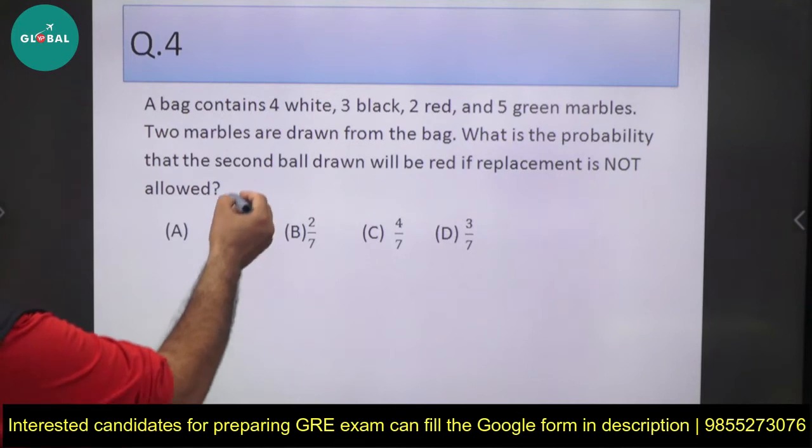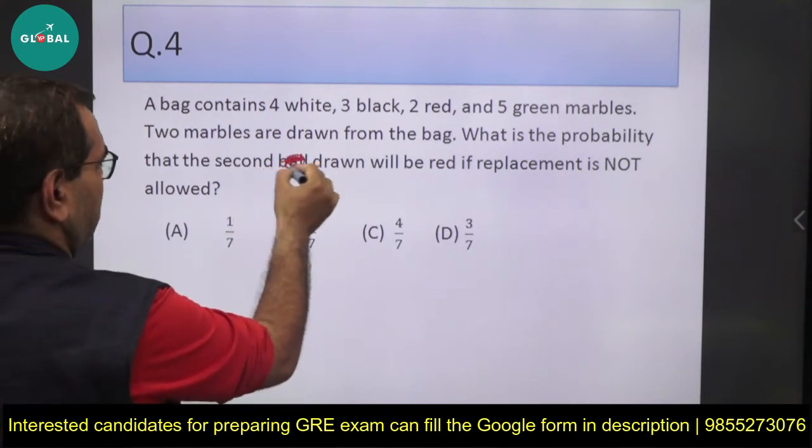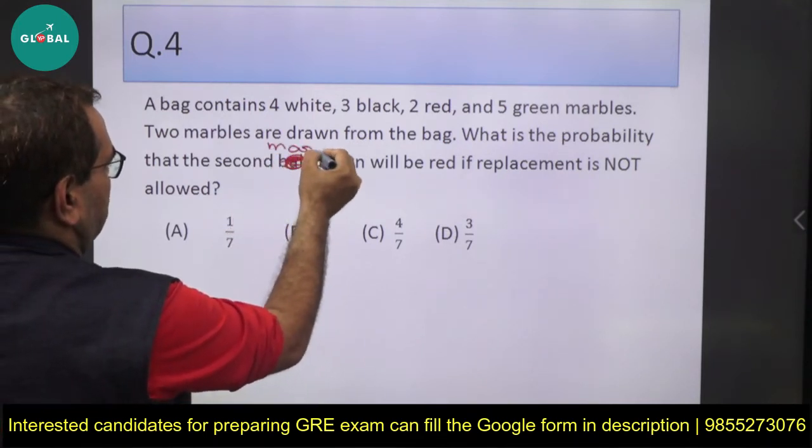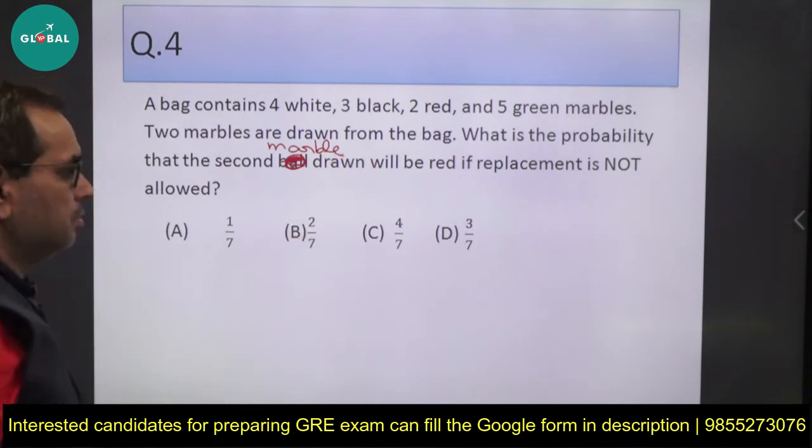So here you have to make a change. This is a marble question. We are talking about marbles. Just think about the solution of this problem. Probability is also important. Simple conceptual problems from probability they can ask in the GRE exam.